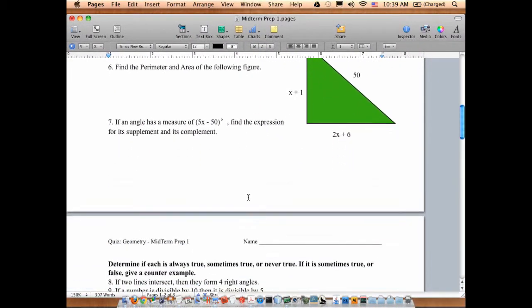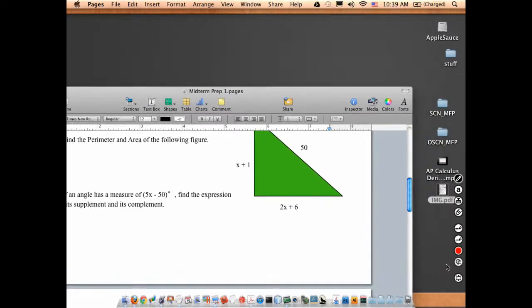An angle has a measure of 5x minus 50 degrees. Find the expression for its supplement and complement. What is a supplementary angle? Add up to. Bingo. A supplementary angle is an angle that adds to another angle to give you 180 degrees.